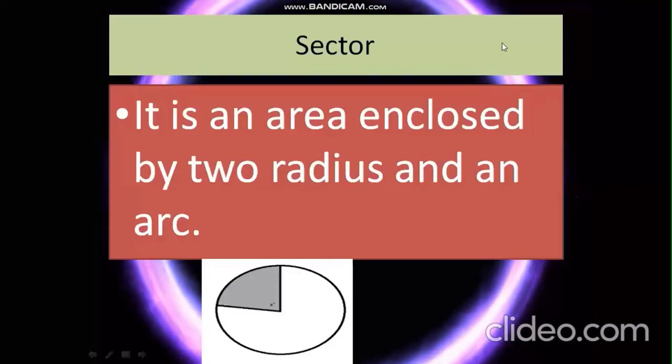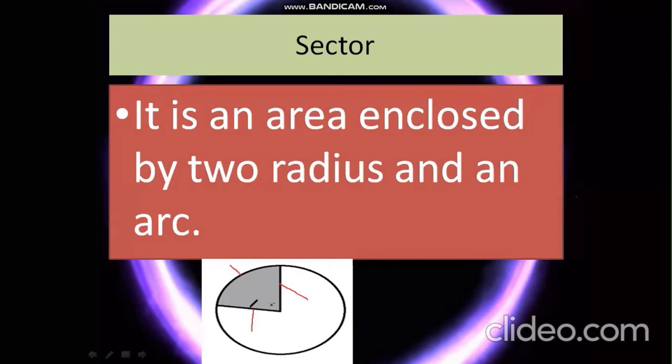Now, what is a sector? It is an area enclosed by two radii and an arc. You see, this is a radius and this one is a radius. These two radii are enclosed by the arc here. So the area enclosed by two radii and an arc is called a sector. This is the sector.